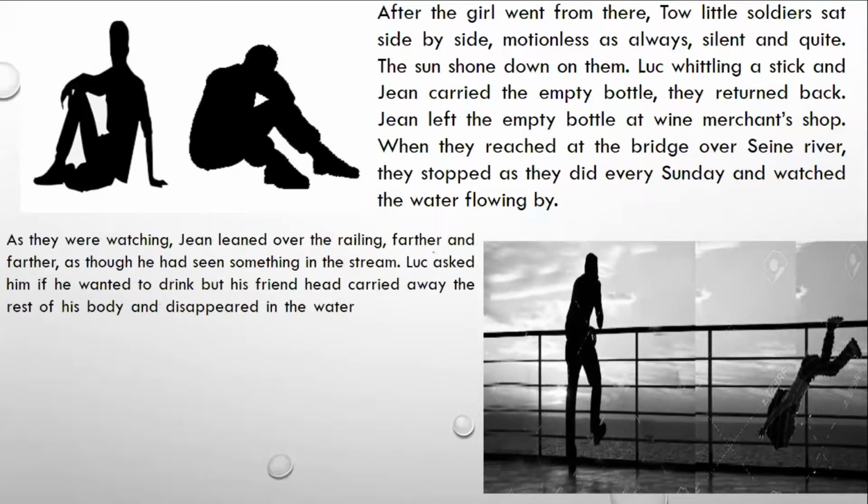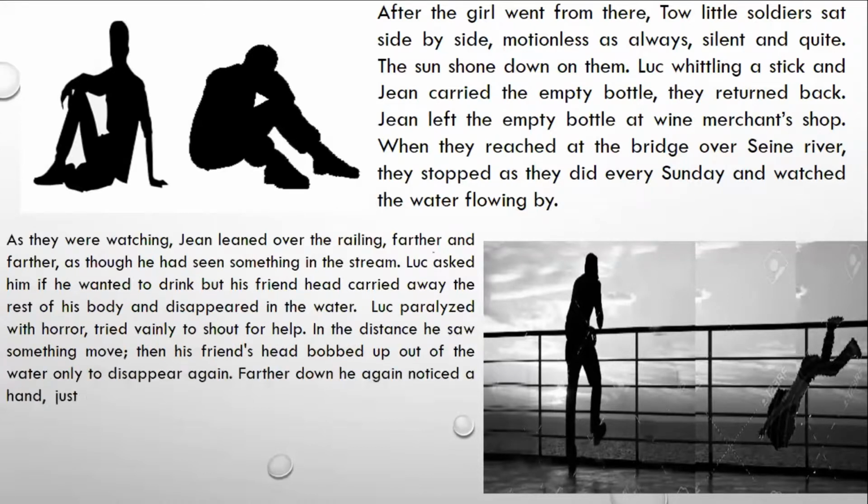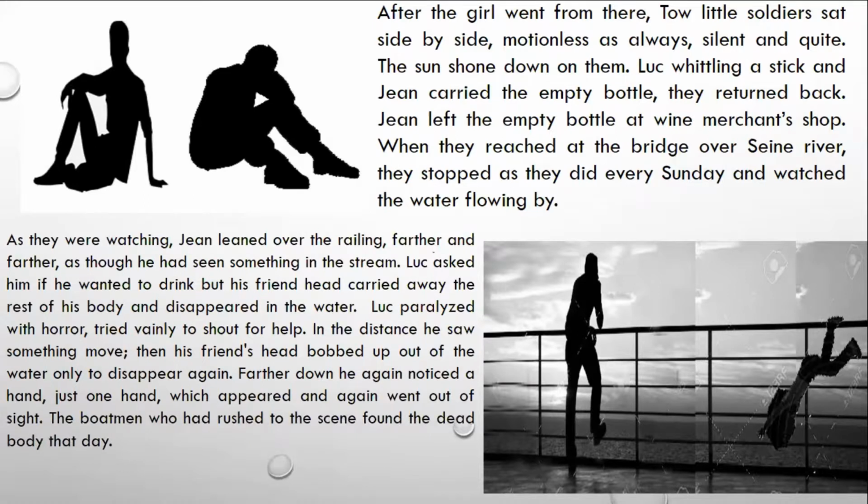As they were watching, Jean leaned over the railing farther and farther, as though he had seen something in the stream. Locke felt somehow unusual, and he asked him if he wanted to drink. But his friend's body was carried away and disappeared in the water. Locke, paralyzed with horror, tried vainly to shout for help. In the distance, he saw something move. Then his friend's head bobbed up out of the water only to disappear again. Farther down, he again noticed a hand, just one hand, which appeared and again went out of sight. The boatman who had rushed to the scene found the dead body that day.